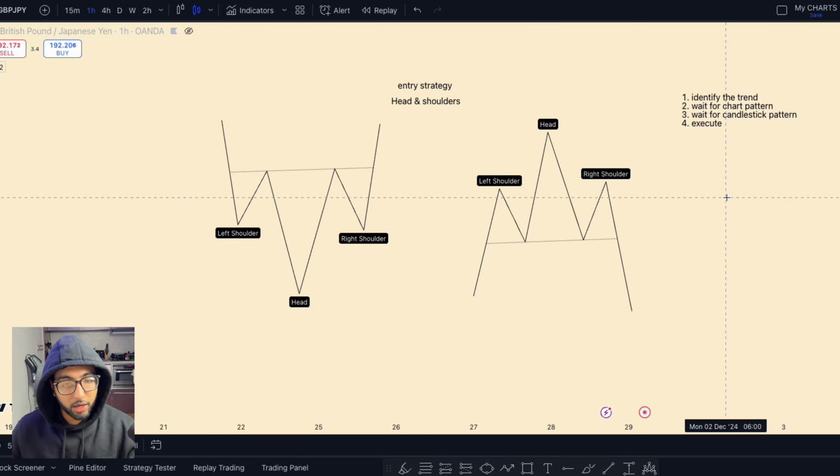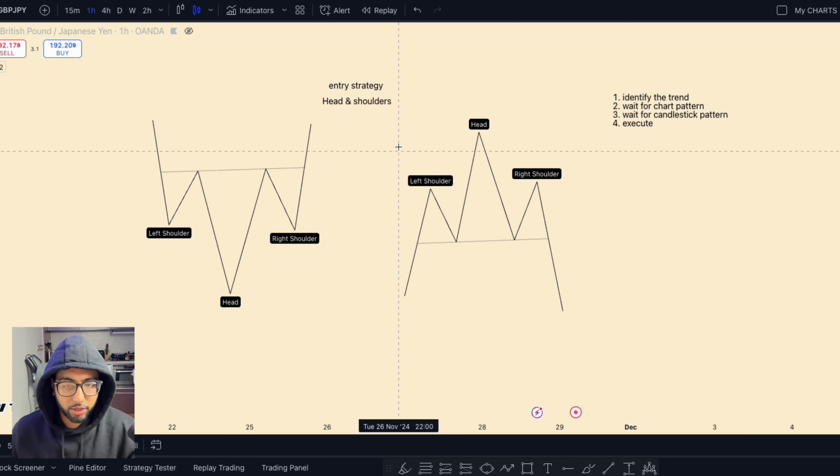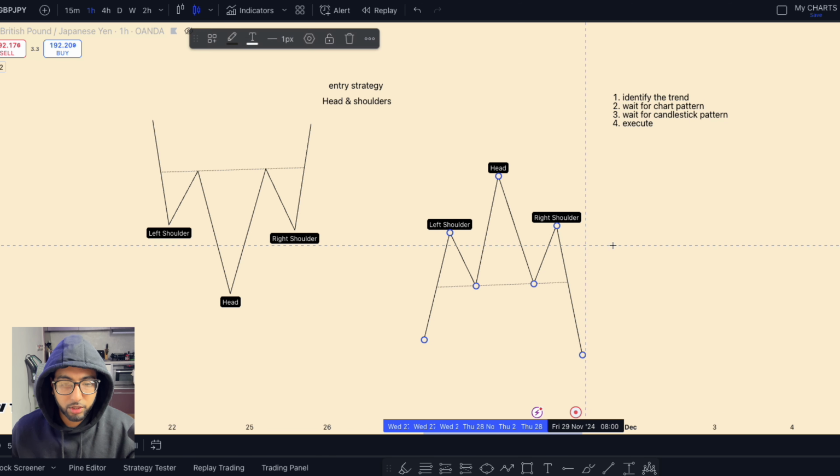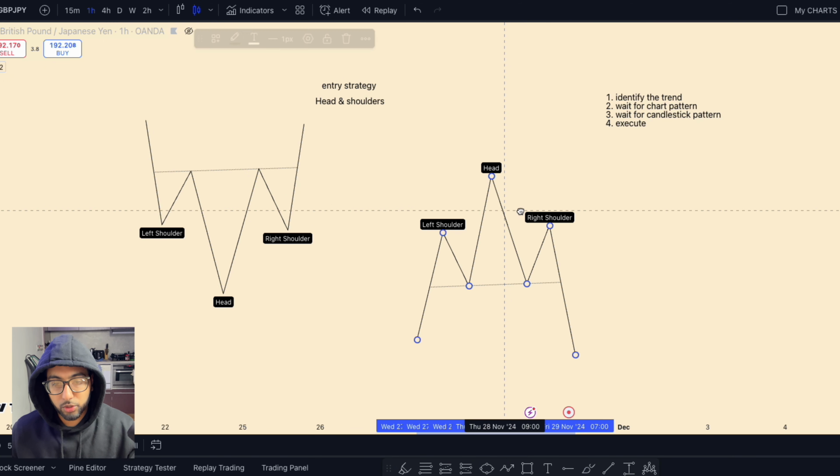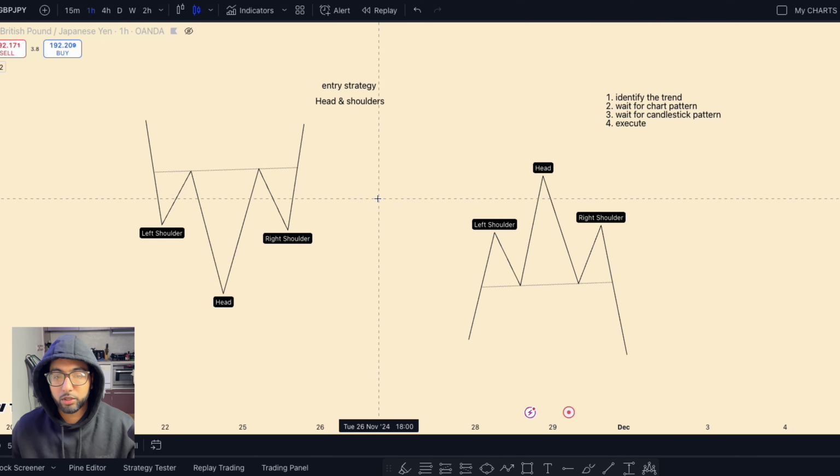So today we're going to be looking at head and shoulders. Yesterday we looked at double tops and double bottoms. Today we're going to look at head and shoulders and inverted head and shoulders. Head and shoulders is when we go from an uptrend to a downtrend. Inverted head and shoulders is when we go from a downtrend to an uptrend. We'll look at the original head and shoulders pattern first, and then we'll go to the inverted one later.